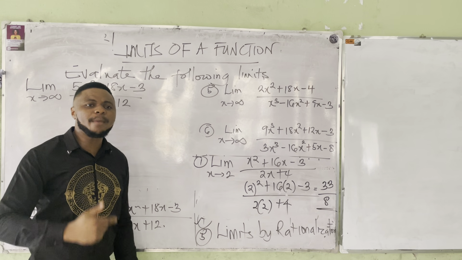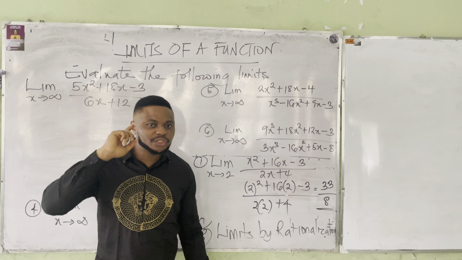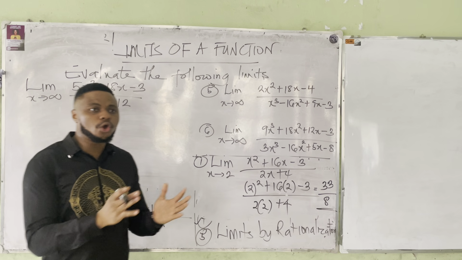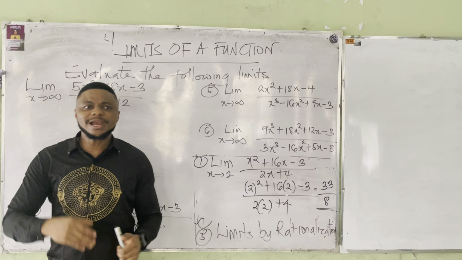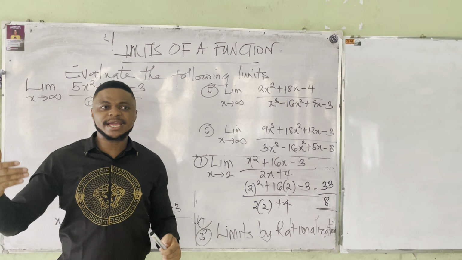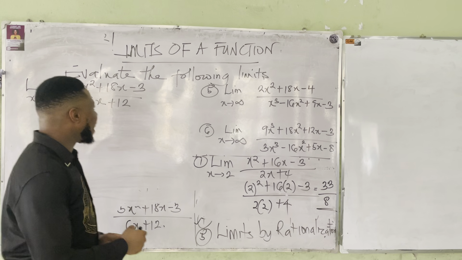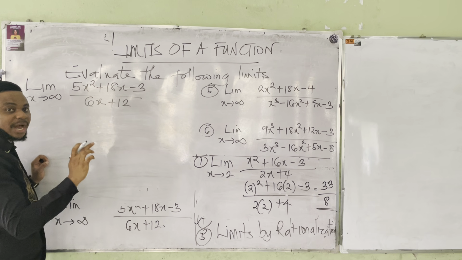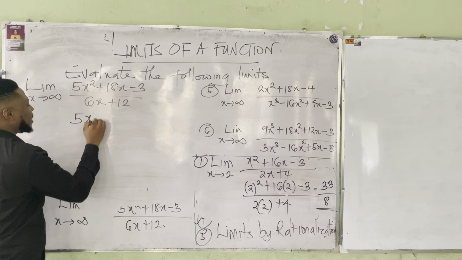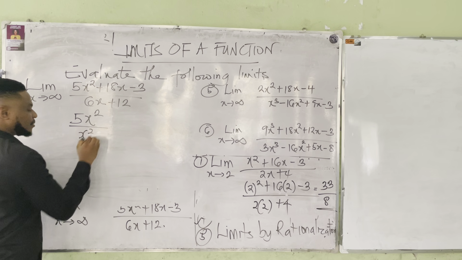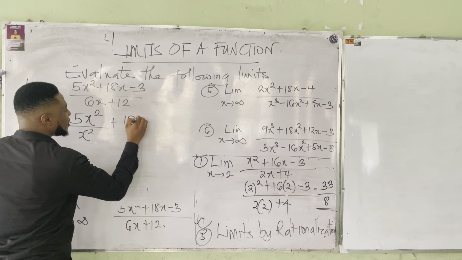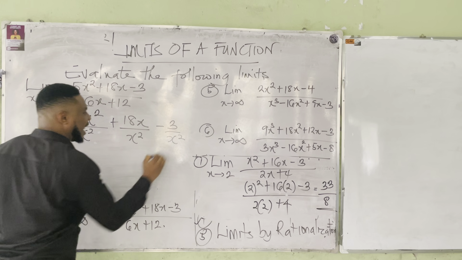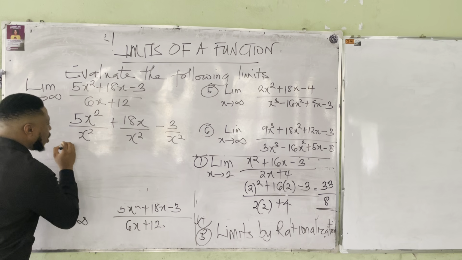Take the variable x that has the highest degree or power. Are we together? But you're not supposed to include the coefficients. Only take x and its highest power. So at this point, what we'll do is divide both numerator and denominator as I clearly stated. So this will be 5x squared divided by x squared. Come to 18x, divide 18x by x squared. Come to minus 3, divide minus 3 by x squared. Are you seeing what I'm doing? Then you bring this long division line.